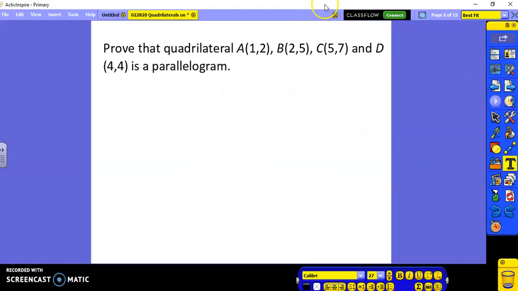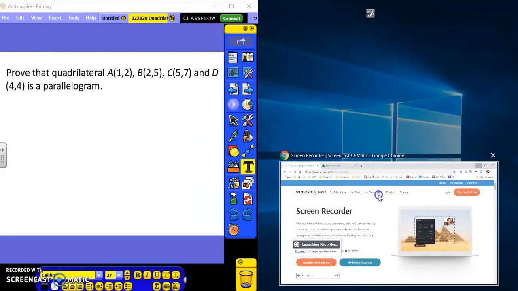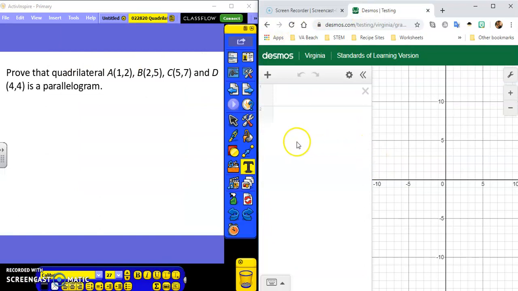Now, we want to talk about how to use Desmos to be able to prove what shape this is. And in this case, it's saying it's a parallelogram. Now, first things first, we need to look at our shape. So I'm going to add an item, and I'm going to insert a table.